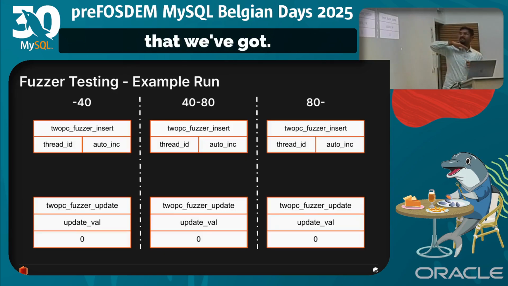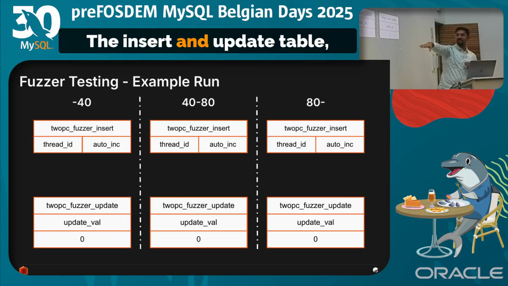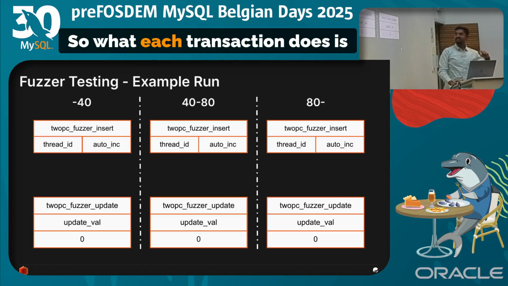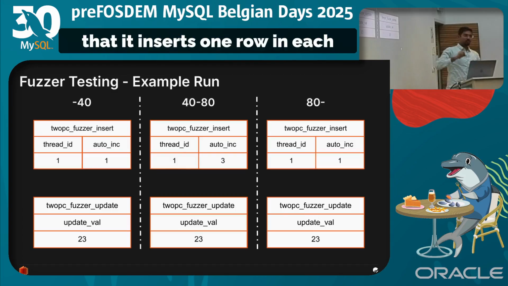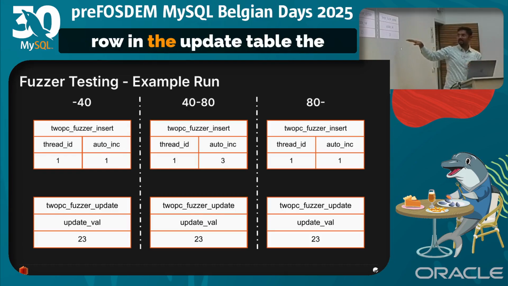This is the initial state that we've got. We've got three tables because there are 3 shards and 2 tables, the insert and update tables. The update table is initially initialized with just a value of 0. So what each transaction does is that it inserts 1 row in each of the 3 shards in the insert table, and it updates the row in the update table.